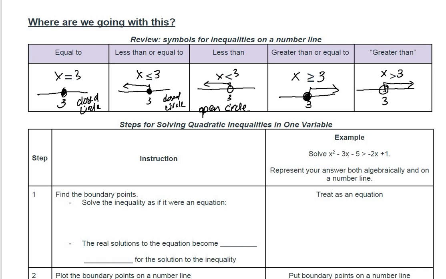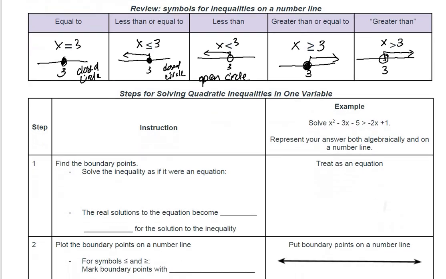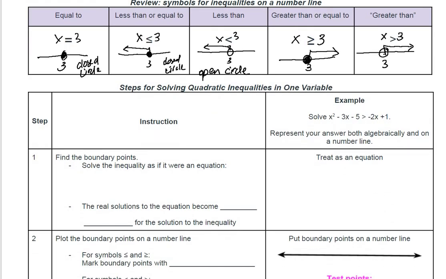Now, what we did in the last problem was we solved a quadratic inequality. We didn't say we were doing that, but that's what we were doing. We were finding for what values of x a certain inequality was true. We're going to go through the steps for doing that right now. So this is our example. We're going to be solving this quadratic inequality: x squared minus 3x minus 5 is greater than negative 2x plus 1.